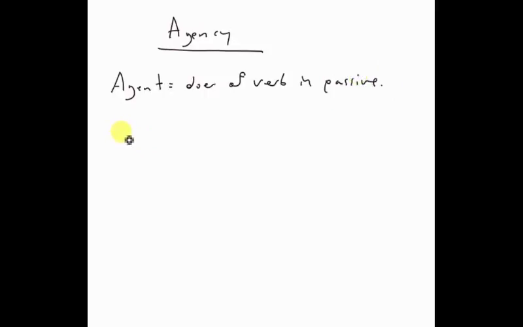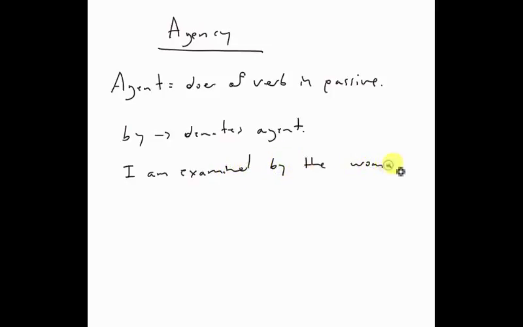So in English, we say by. By is how we denote the agent. So we can say, I am examined by the woman. In Greek, we use the preposition apo, which means from, but in this case it means the English by, and denotes the agent.